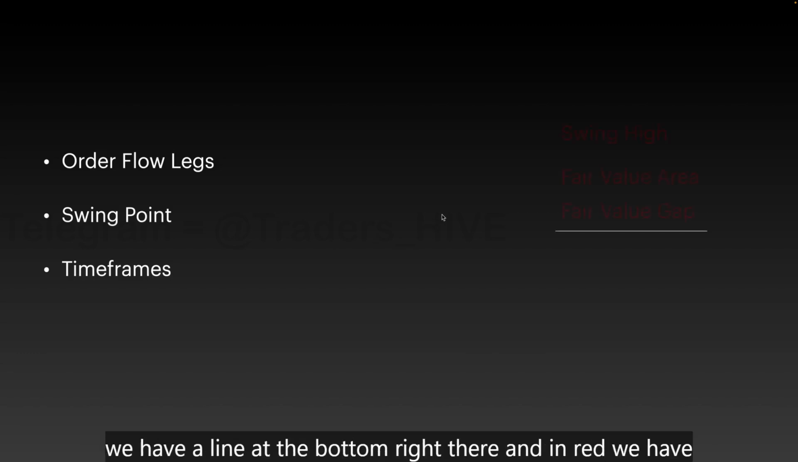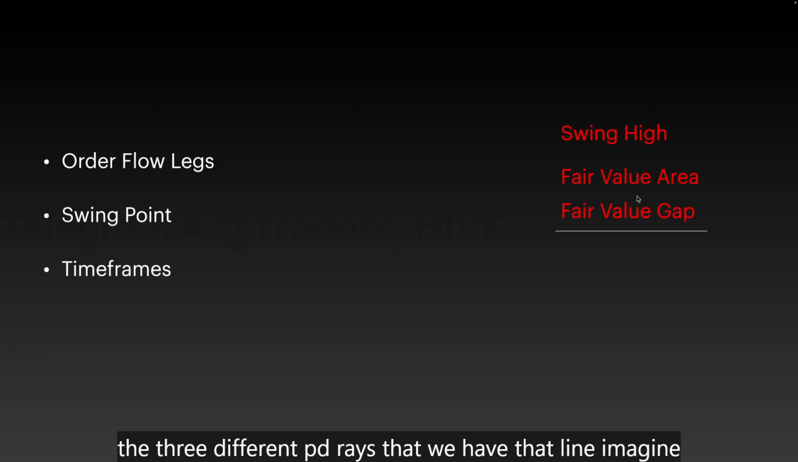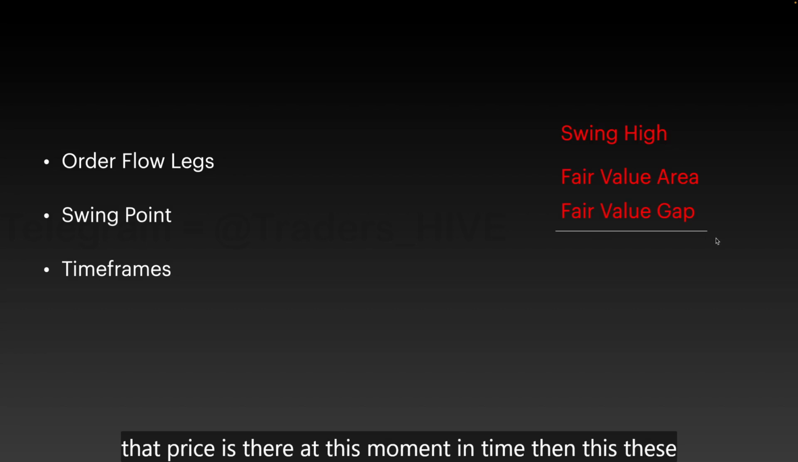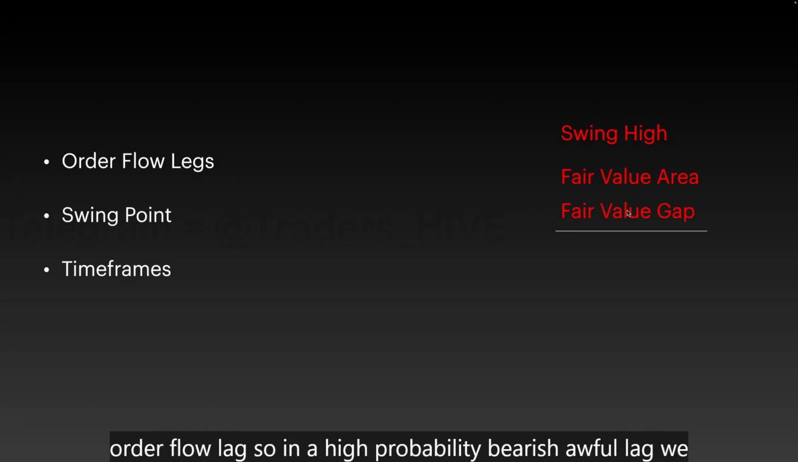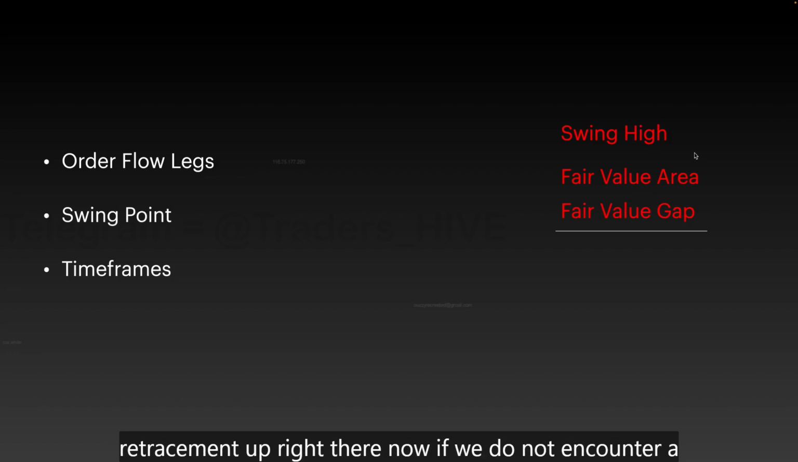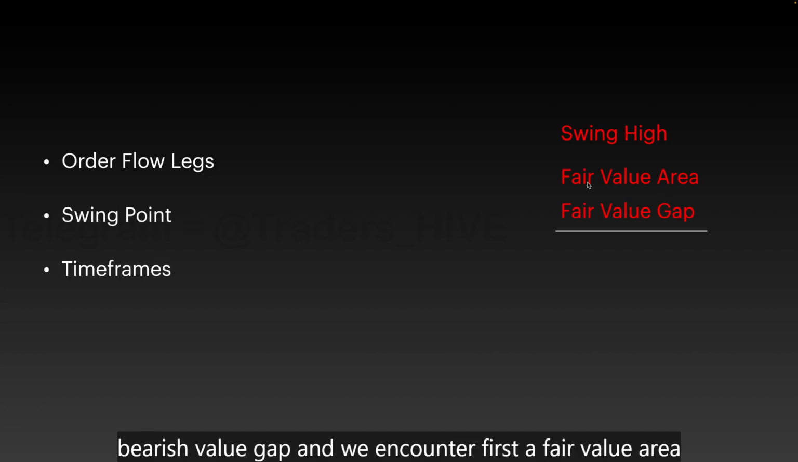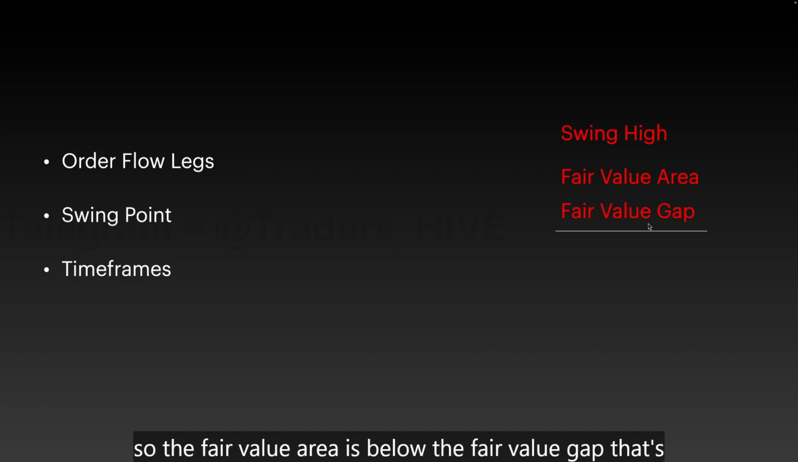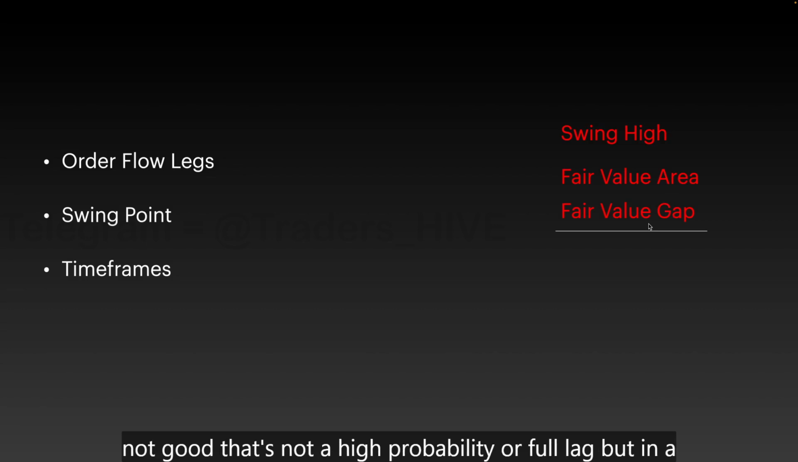Okay, right here, we have a line at the bottom. And in red, we have the 3 different PD arrays that we have. That line, imagine that price is there at this moment in time. Then these red PD arrays are essentially resembling a bearish order flow lag. So in a high probability bearish order flow lag, we will first encounter a fair value gap when we create a retracement up right there. Now, if we do not encounter a bearish fair value gap, and we first encounter a fair value area, so the fair value area is below the fair value gap, that's not good. That's not a high probability order flow lag.